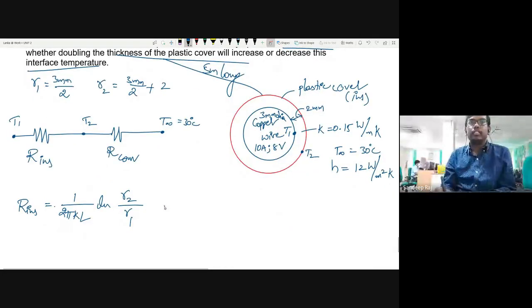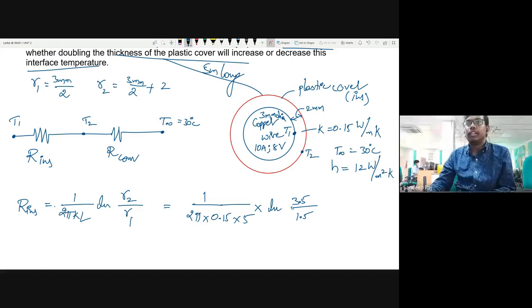So this is equal to 1 by 2 pi. The K value is given as 0.15 and the L value is given as 5 meters into Ln. What is the higher radius? It is 1.5 plus 2, that is 3.5 by 1.5. Somebody tell me this value. Also, I need R convection.